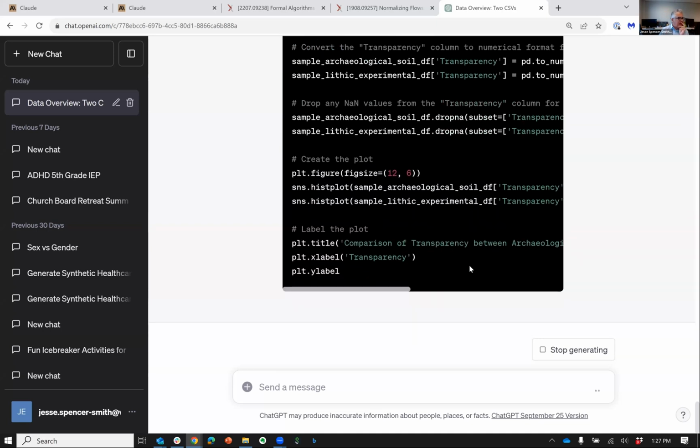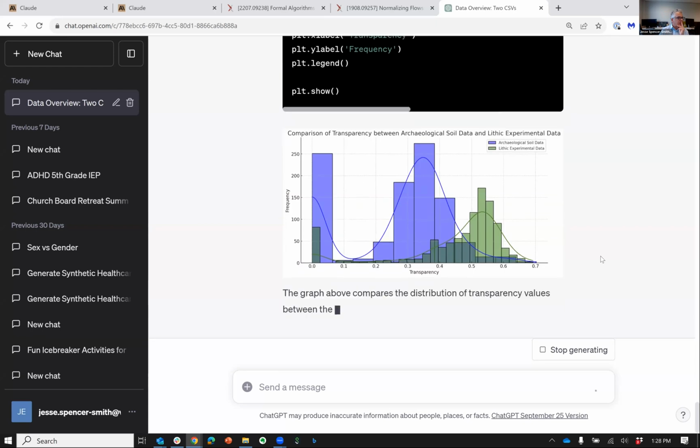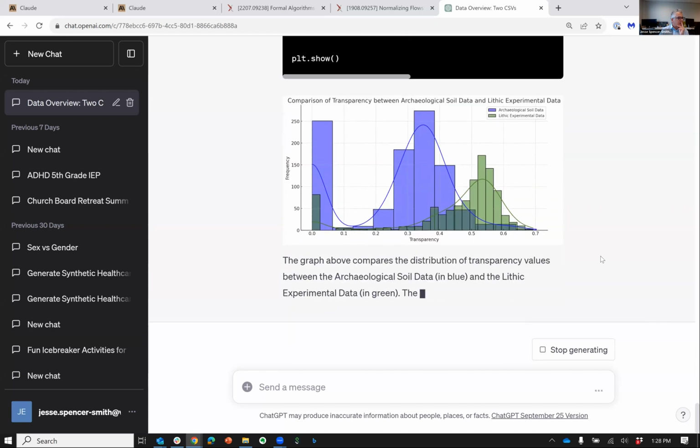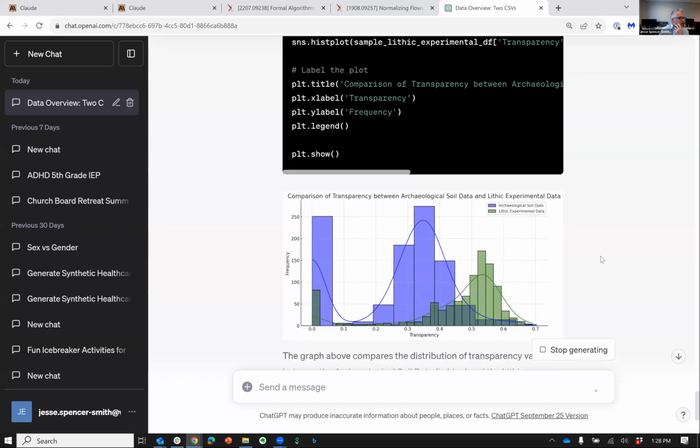Here it's doing a histogram plot between the two, and then it's going to show the outcome. So let's see what it shows me. So it looks like the lithic microdebitage is more transparent than the archaeological soil sample. As a matter of fact, a good bit of the soil has zero transparency whatsoever. So already I know that I'm off to the right start here. So I'm going to give away the rest of the story here.